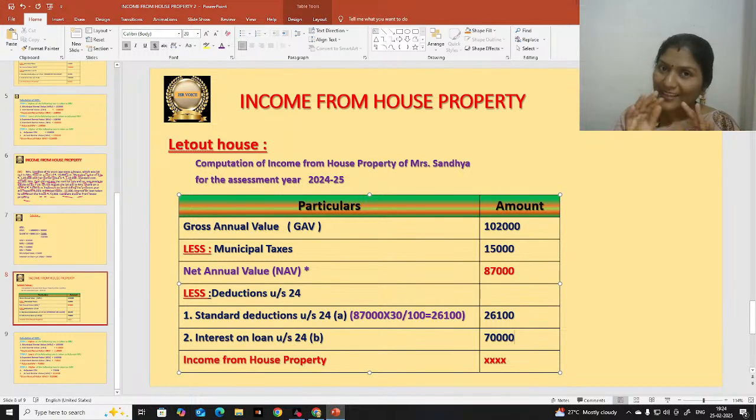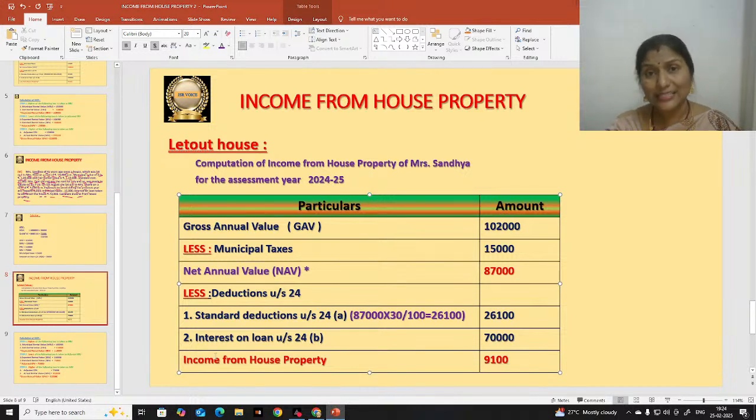Okay, so NAV is less than our deductions. Then whatever answer we get, that is not income, that is loss from house property. Because from 87,000 if we deduct 96,100, we get a negative value. So negative means it is loss. Hope that is clear for everyone. Okay, so let me deduct it and let me record it. 96,100 minus 87,000. So 9,100. We get 9,100, students.